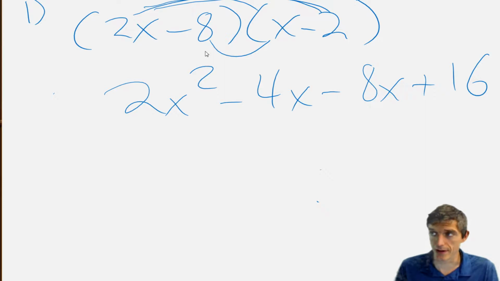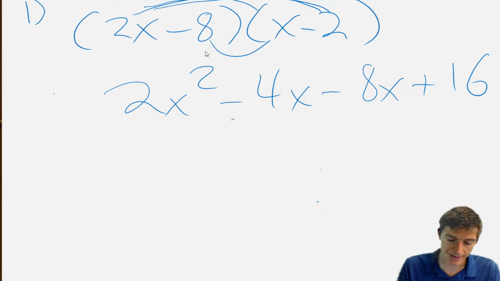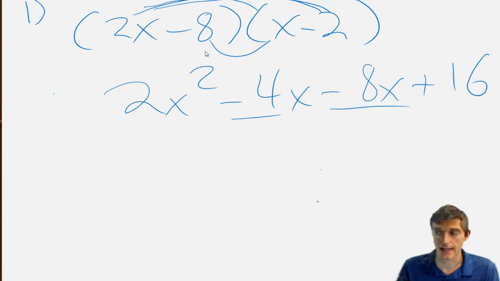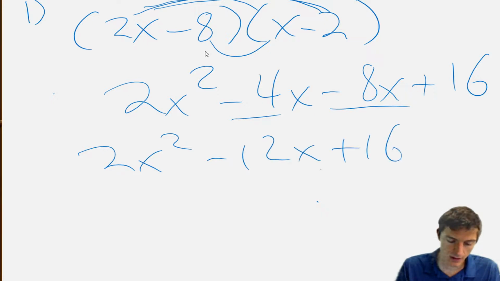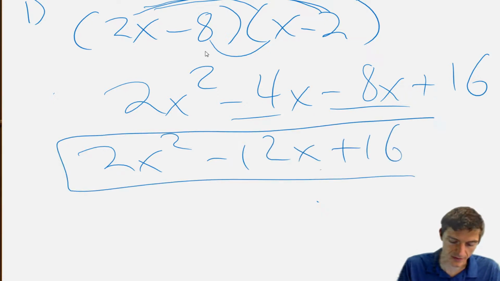So at this point, what I want to do is combine like terms. I've got a negative 4x and a negative 8x. Put those together, and that should be negative 12x. So this is my final solution.